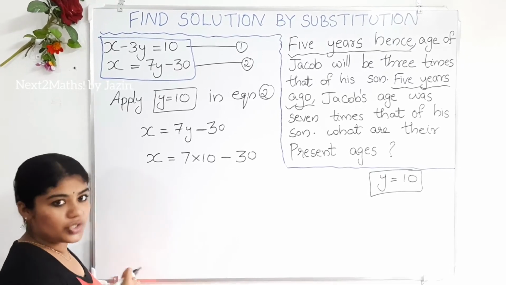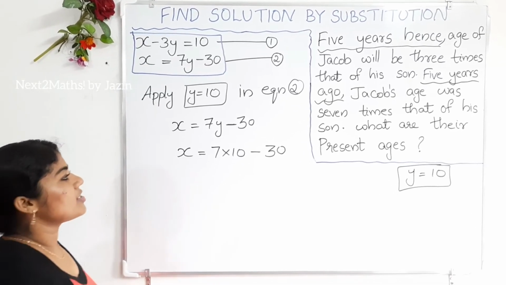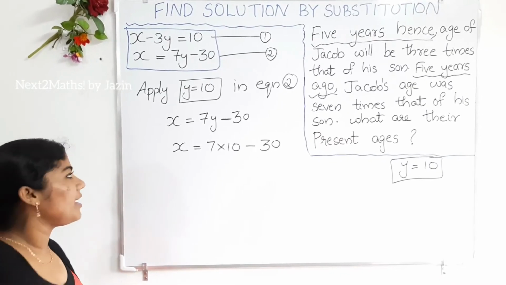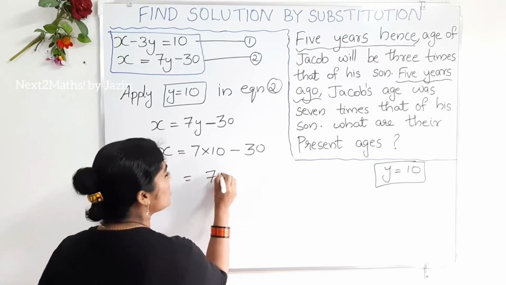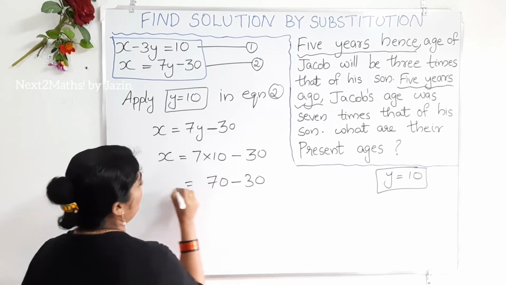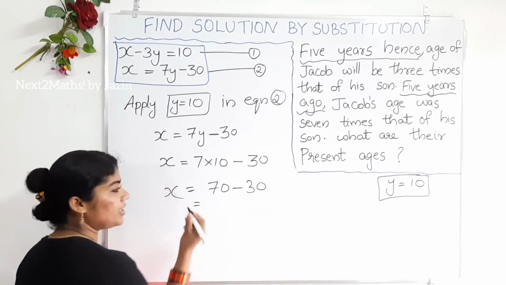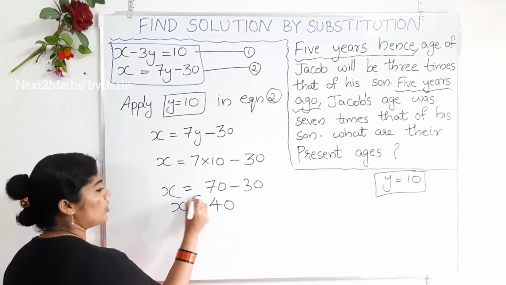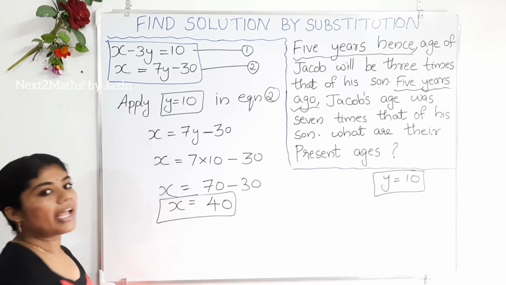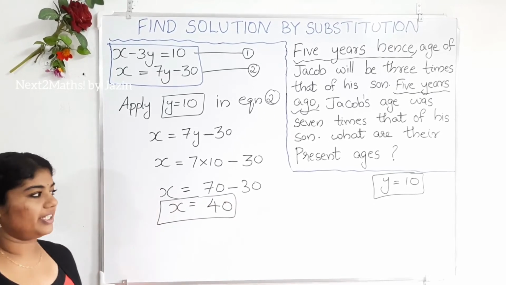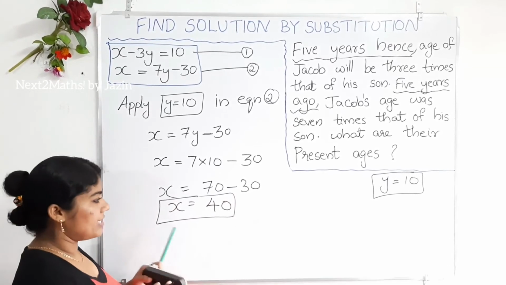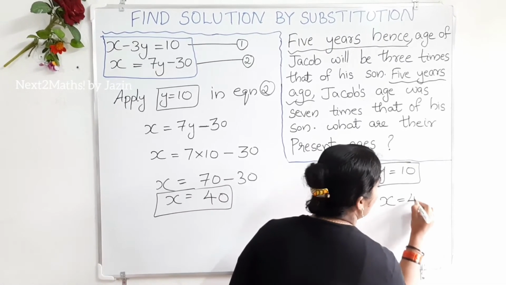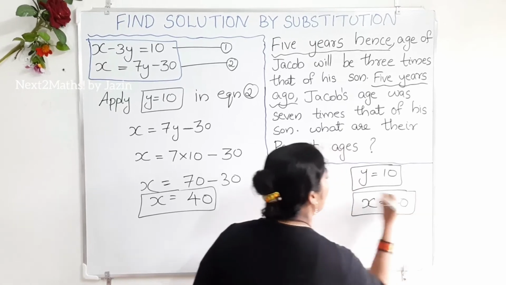Understood? I hope you all have understood it. So 7 tens is 70. 70 minus 30, yeah, correct. You got the answer 70 minus 30. What is the answer? Subtract it, find the answer. You will get the answer as 40. So now you got your answer x equal to 40. Yes. Now we have x equal to 40 and y equal to 10. So we can conclude our answer x equal to 40.